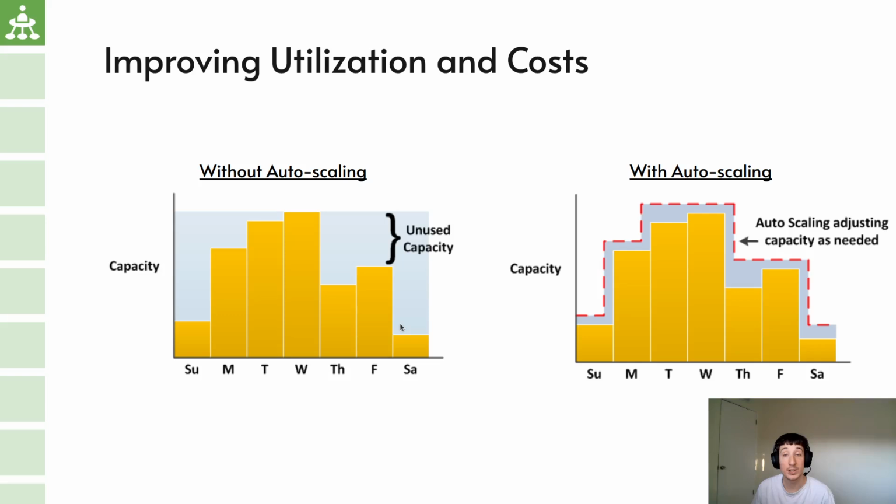In the system with auto scaling, we can capture utilization on those days as we demand them. So basically on Sunday, we're paying for a fraction of the services that we'll need as opposed to on Tuesday and Wednesday.